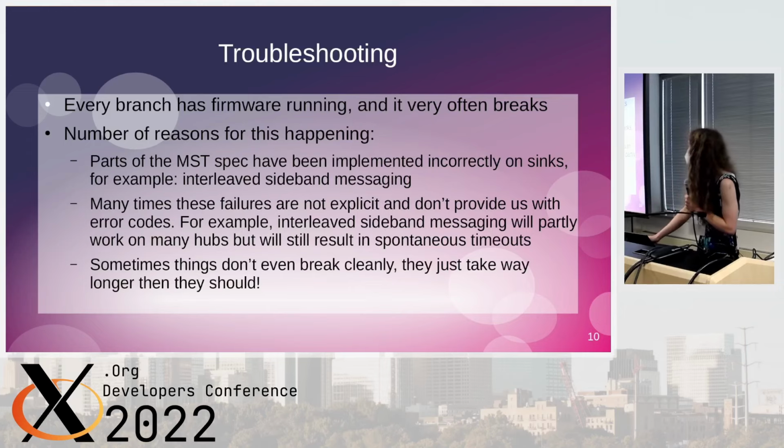For instance, when I was doing some debugging, I noticed that with certain hubs, if you send out ACTs only once, ACTs being basically a thing that we send out to synchronize a new payload allocation. If you send them more than once for every single payload, actually as Wayne pointed out at one point, things tend to work. If you don't, what tends to happen is something will fail down the line and you'll see a mode set that maybe takes like 2 seconds to complete, which doesn't sound like a lot of time, but for turning on a monitor, that's actually pretty slow.